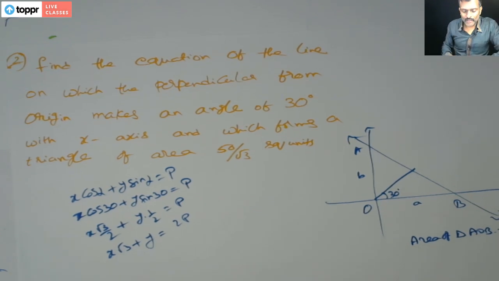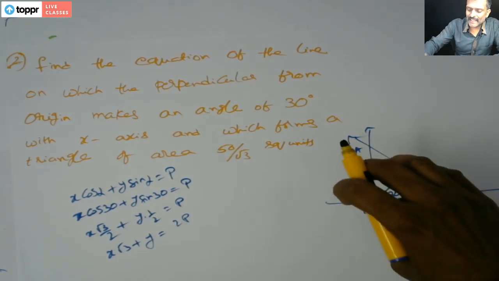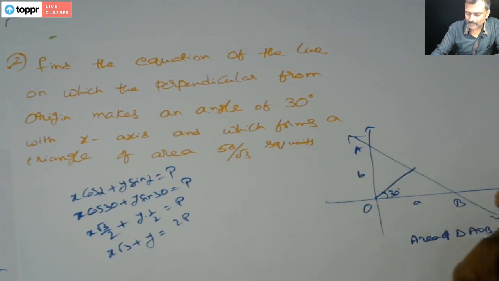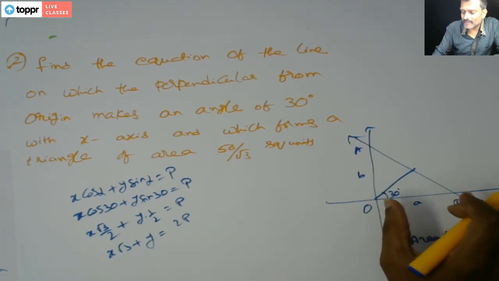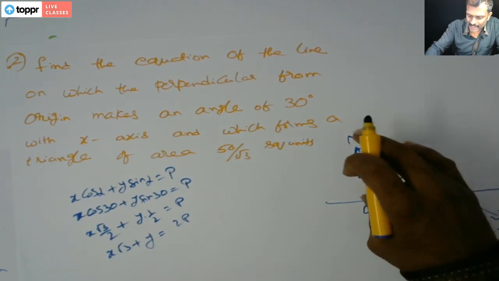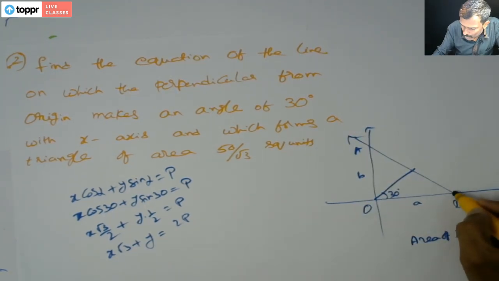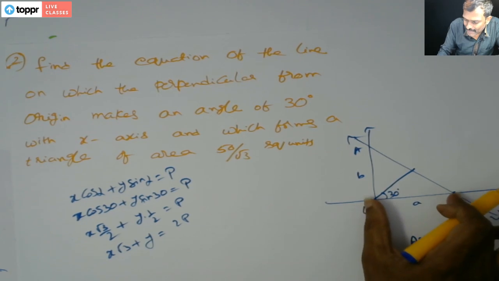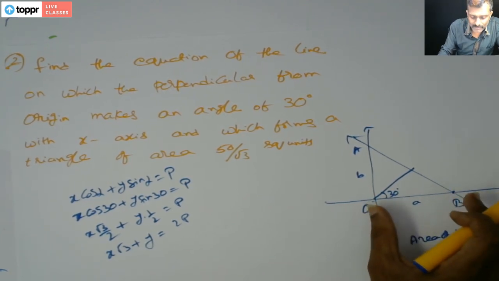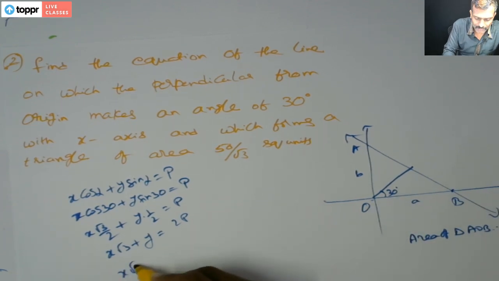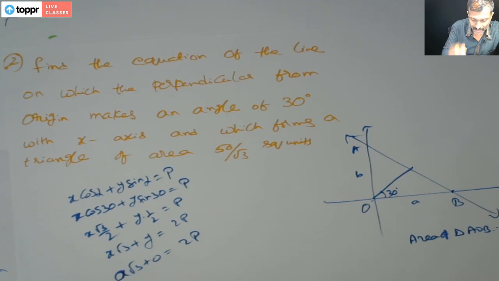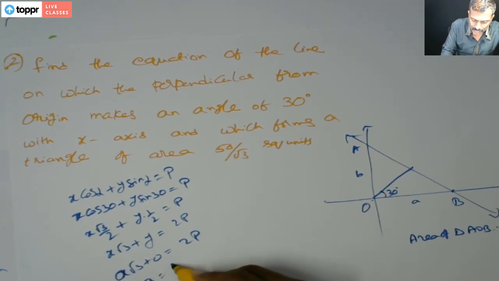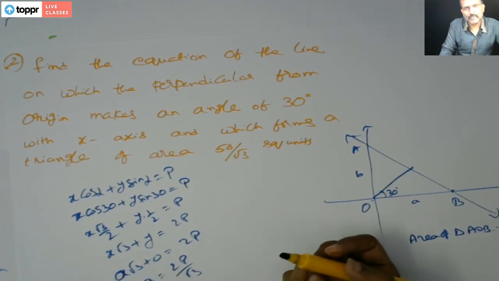Now what else do we know? We know that the area of this triangle is 50 by root 3. So area is half into a into b. So we'll find a and b values. If I want to know this value of a, this length, the a value I will get when I make y equal to 0. So x root 3 plus 0 is equal to 2p, where x I can take as a. Then a is equal to 2p by root 3.